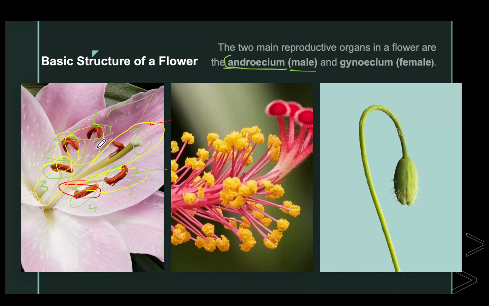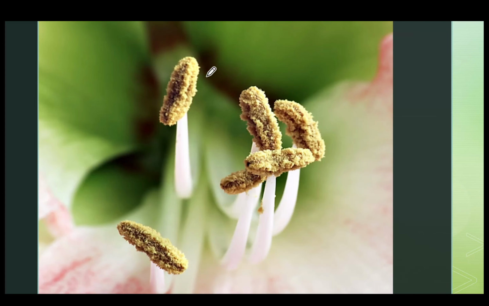Now, what do we call this male reproductive part present in the flower? The male reproductive organ in the flower is known as androecium, and the female reproductive part in the flower is known as gynoecium. Clear? Now we can observe one thing. More than one male reproductive organ is present even in a single flower. So which one is androecium? Actually, all of them are collectively known as androecium.